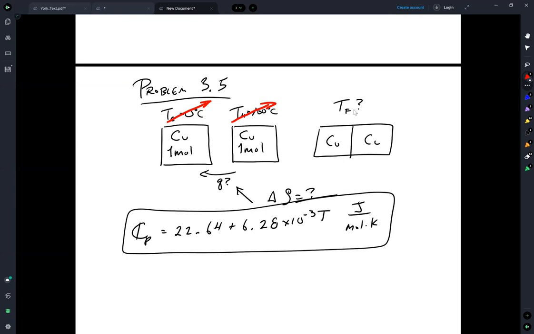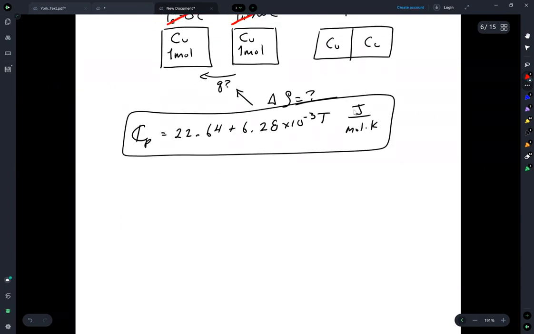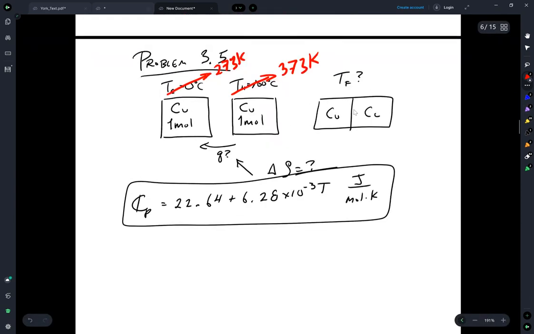Nonetheless, let's go to a useful unit scale here and have 273 and 373 Kelvin. Okay, so the basics of this problem are we don't know TF, but we do know that the heat transferred from the hot and the heat accepted, the negative Q, from the cold have to be equal.